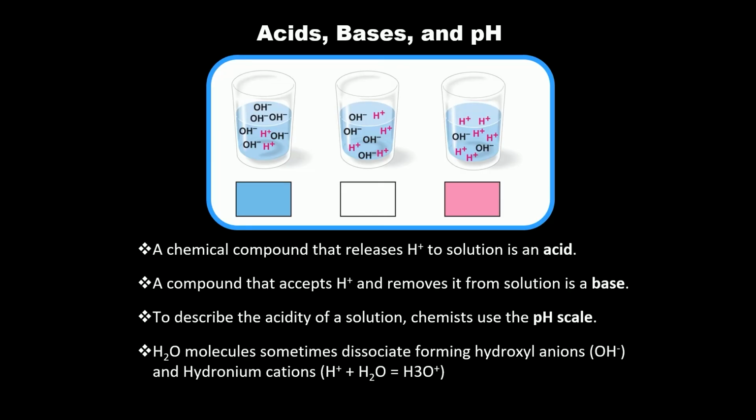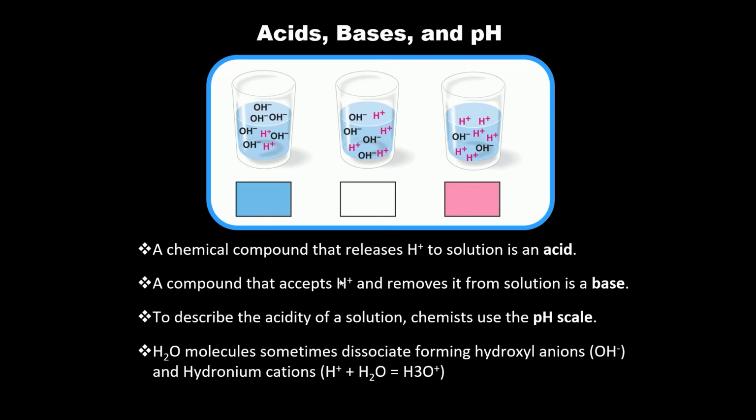Now, I imagine right about now this information is seeming fairly scary, and chemistry always seems that way when you get lost in the equations, but we can simplify it quite a bit. A chemical compound that releases hydrogen ions into solution is an acid. So the HCl we just looked at, that was an acid because it increased the number of free hydrogen ions floating around in that solution.